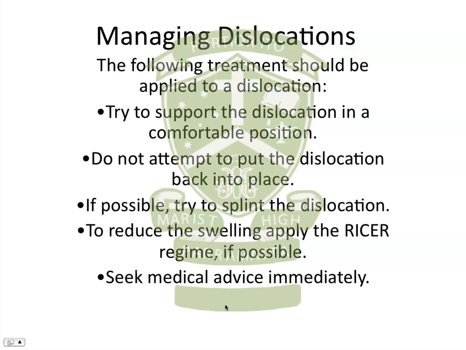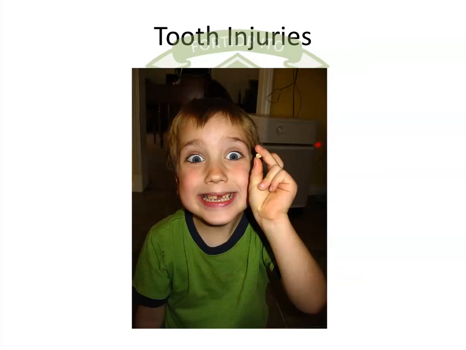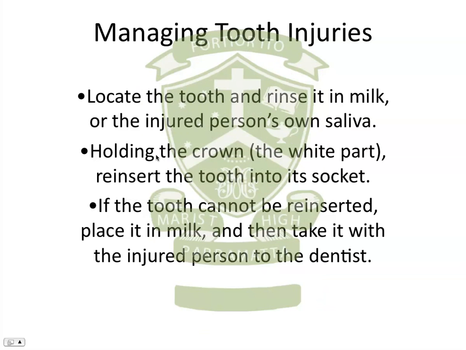And the last thing we'll talk about with hard tissue injuries is those involving any sort of tooth injury. You need to obviously locate the tooth, rinse it in milk or the injured person's own saliva. Do not use water because the chlorine from the water can actually damage the tooth. If there's nothing else but water, then you can use it, but that is an absolute last resort. The person can even, like we said, rinse it in their own saliva to help clean the tooth.